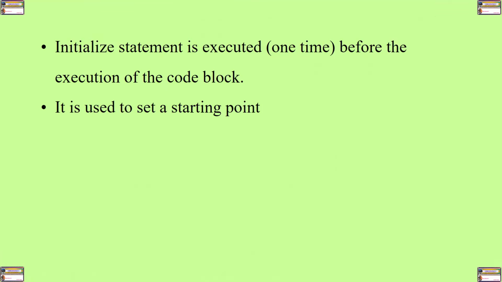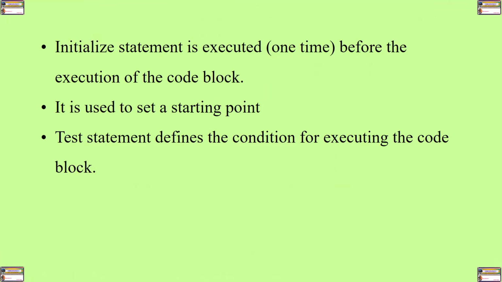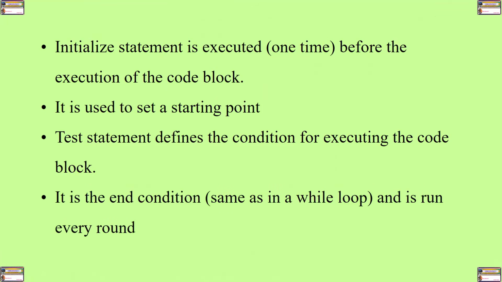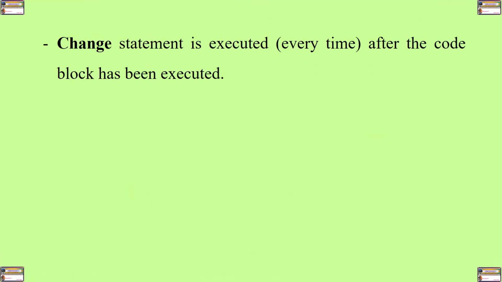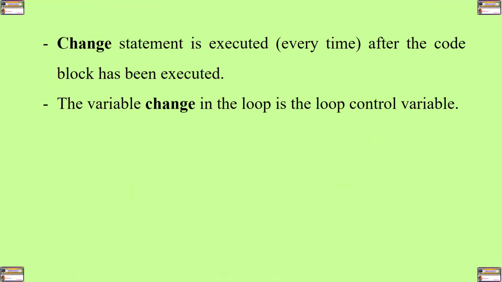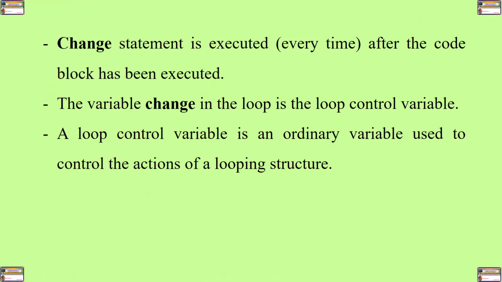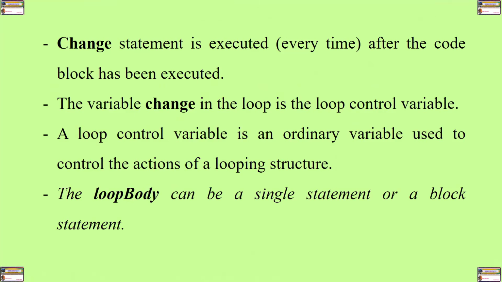It is used to set a starting point. The test statement defines the condition for executing the code block. It is the end condition, same as in a while loop, and is run every round. The change statement is executed every time after the code block has been executed, while the variable changed in the loop is the loop control variable. A loop control variable is an ordinary variable that is used to control the actions of a looping structure. The loop body can be a single statement or a block statement.